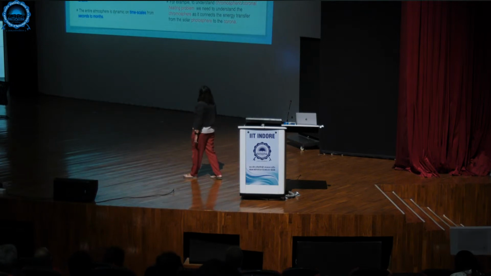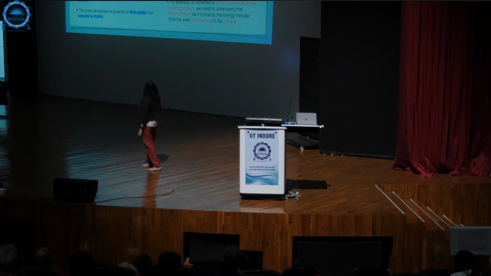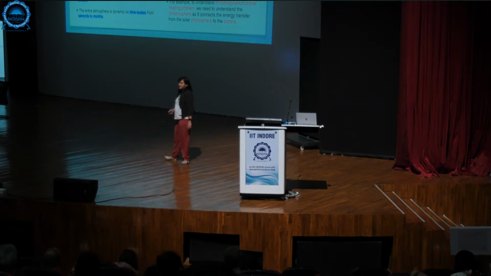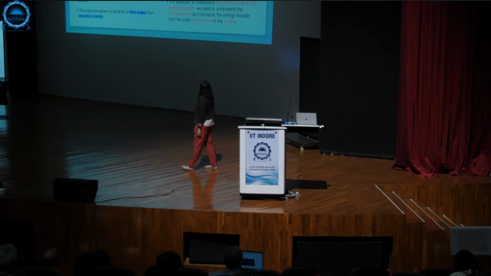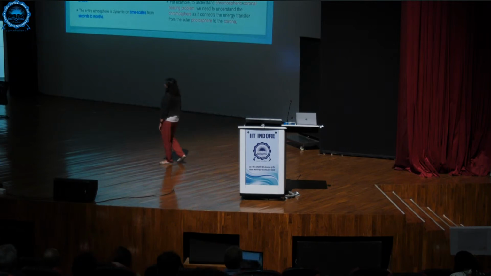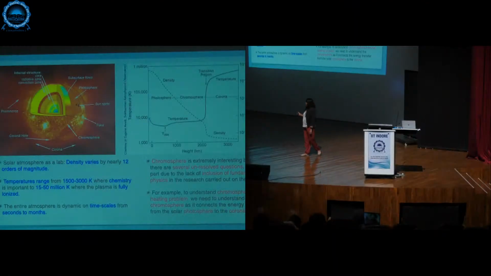Here in this image, you can see the different layers of the solar atmosphere: solar photosphere, chromosphere, corona, and the activities such as flares, etc. The solar atmosphere temperature and density plot as a function of height can be seen in the right panel, which shows that the density varies by nearly 12 orders of magnitude and temperature can vary from 1500 to 3000 K, where chemistry is important, to millions of Kelvin, where plasma is fully ionized. Therefore, the solar atmosphere itself can be considered as a laboratory.